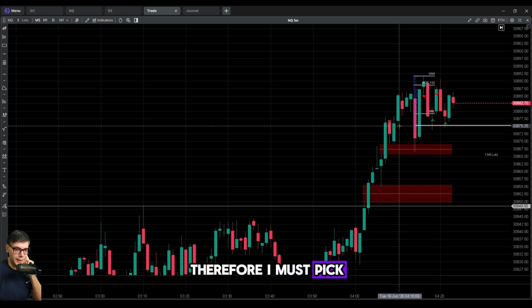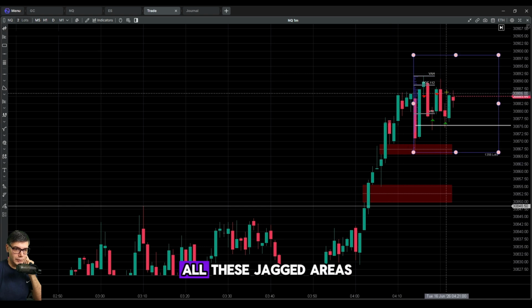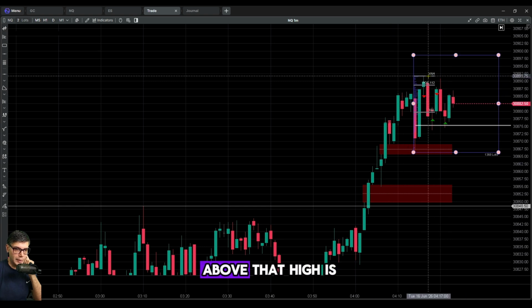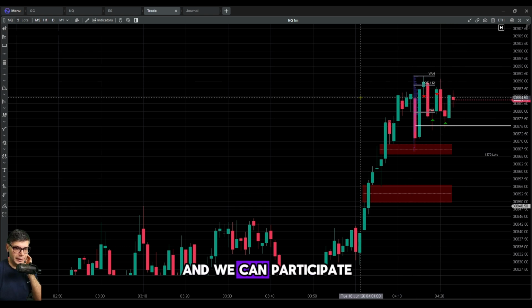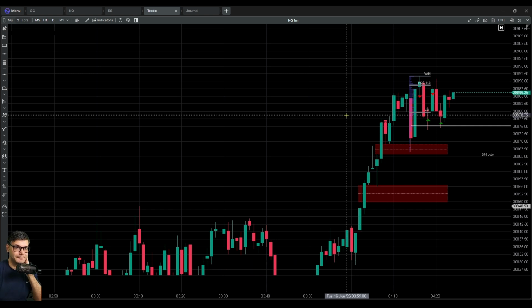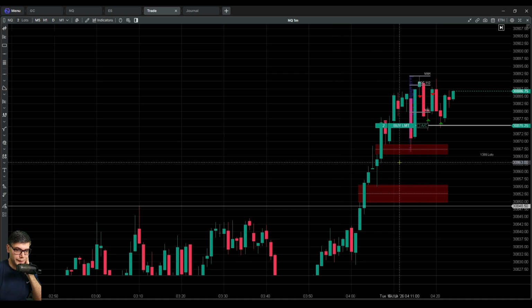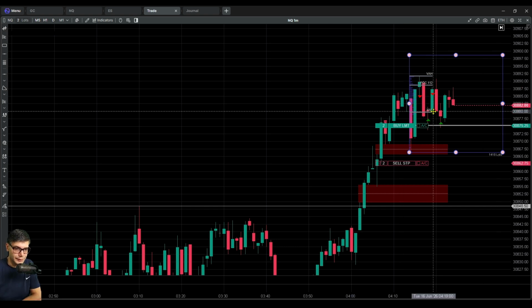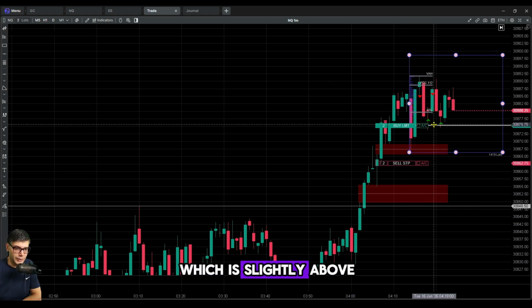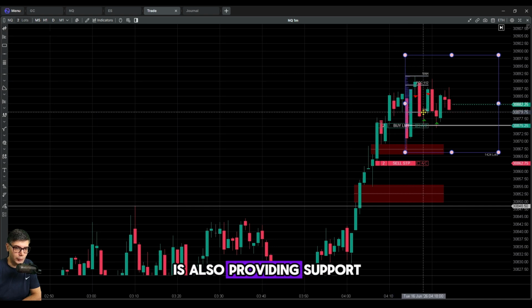Therefore, I must pick a price that is closer to 863. All these jagged areas above that high are telling us it's going to make a new high and we can participate in that long order. Let's leave one pending order in this portion. Stop is below this level. The value area low, which is slightly above half of this bearish candle, is also providing support.